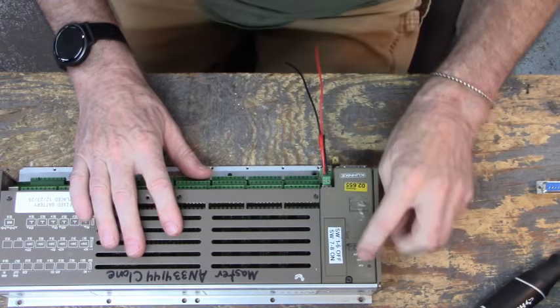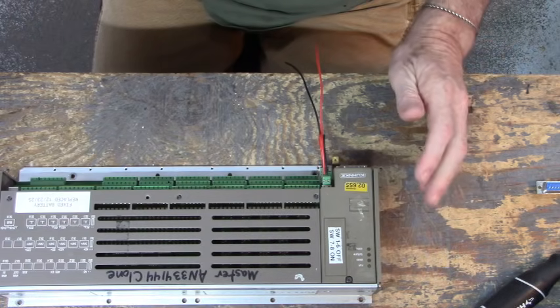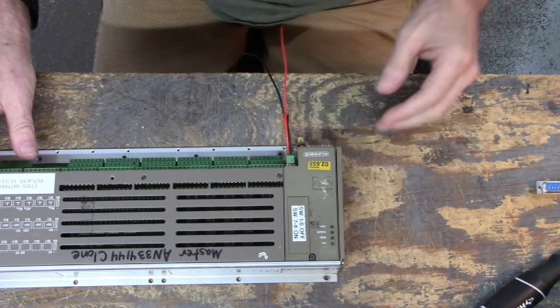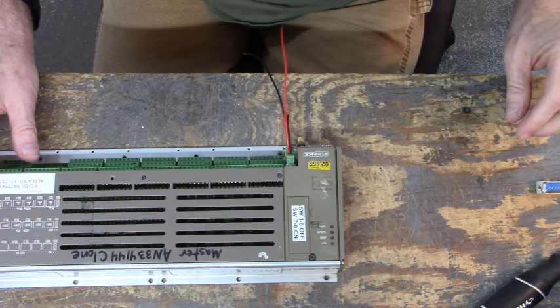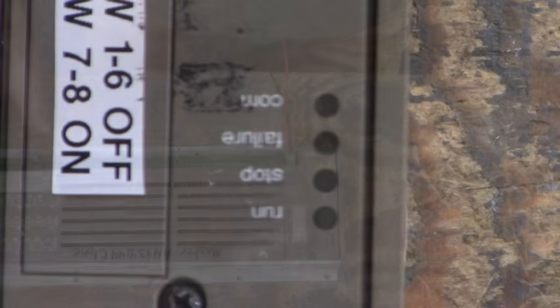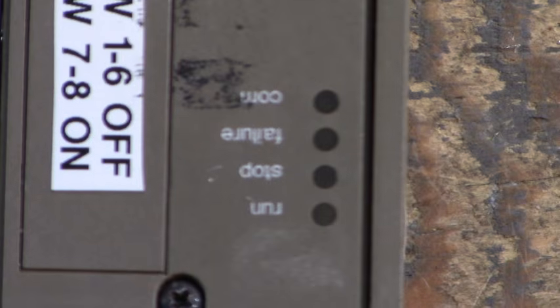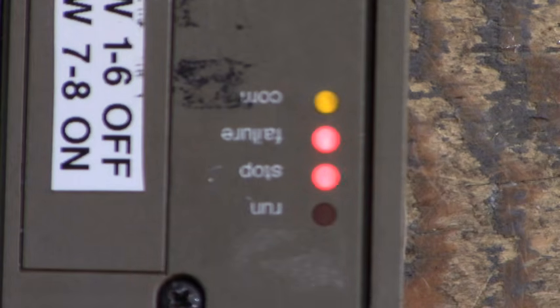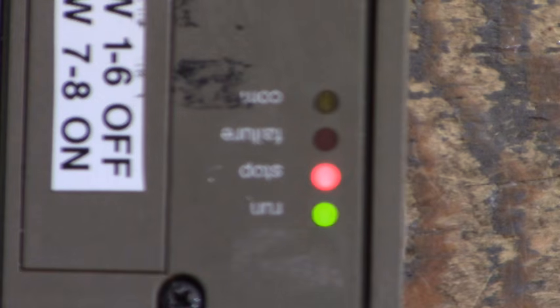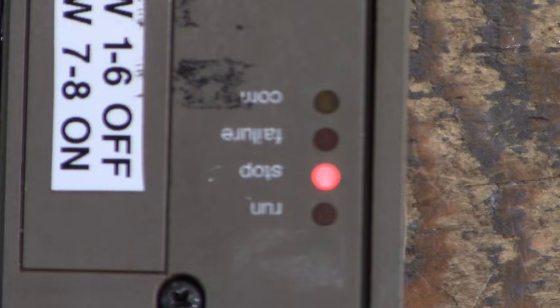Let's get the camera closer to those LEDs, and you can see how they look when this thing powers up. Okay, here we go. Okay, this is the way it always comes up here in the shop.